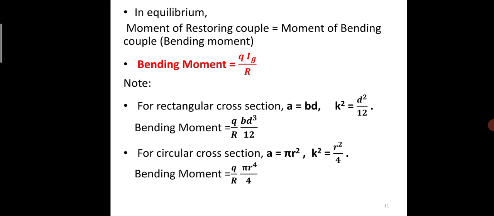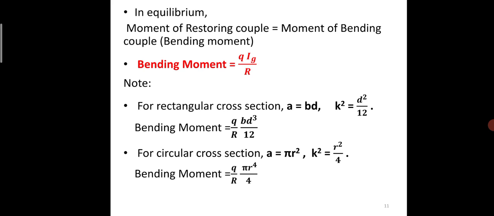And in equilibrium, moment of restoring couple is equal to moment of bending couple. It is called as bending moment. Therefore, bending moment is given by Q Ig by R, where Q is Young's modulus, Ig is the geometrical moment of inertia, and R is radius of curvature of the bent beam. And this geometrical moment of inertia is depending on the shape of the cross section.